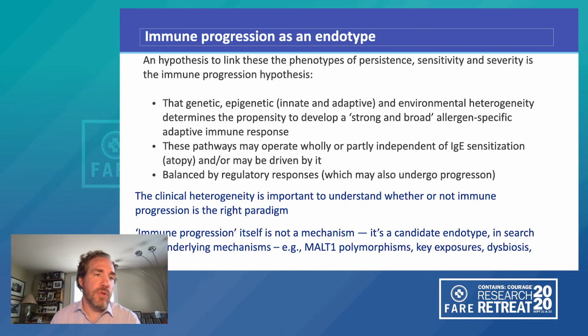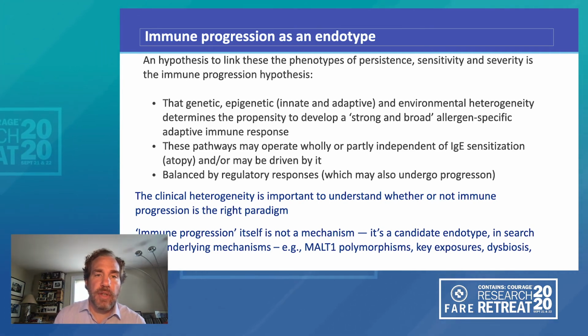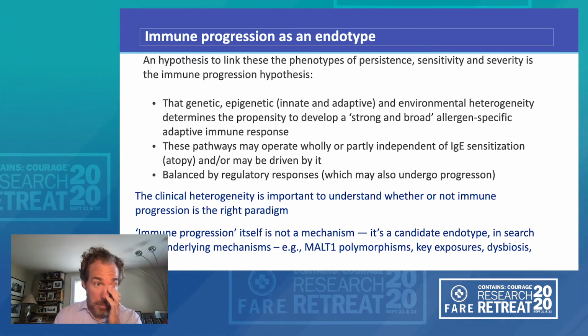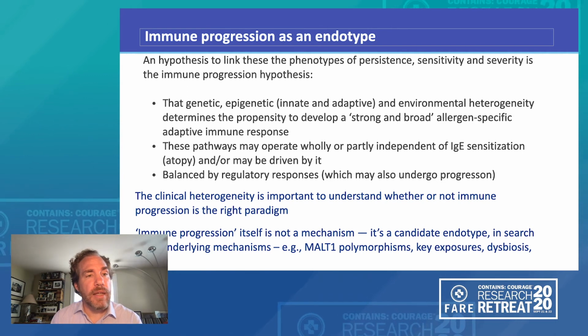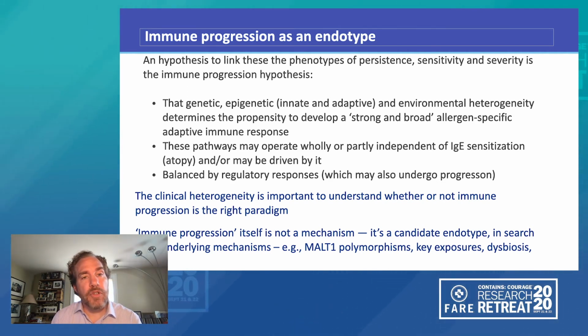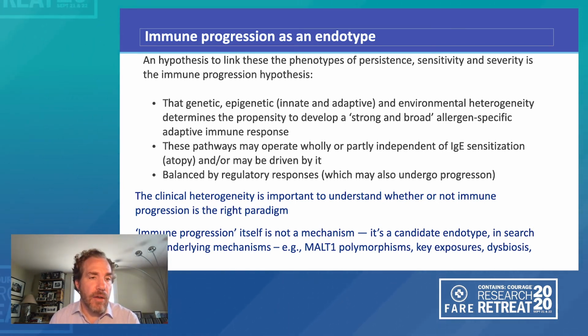And so I propose this hypothesis to link these phenotypes of persistence, sensitivity, and severity by virtue of immune progression. And that suggests that genetic, epigenetic, or environmental factors determine the propensity to develop this strong and broad adaptive immune response. And that there may be features that are independent of IgE sensitization.